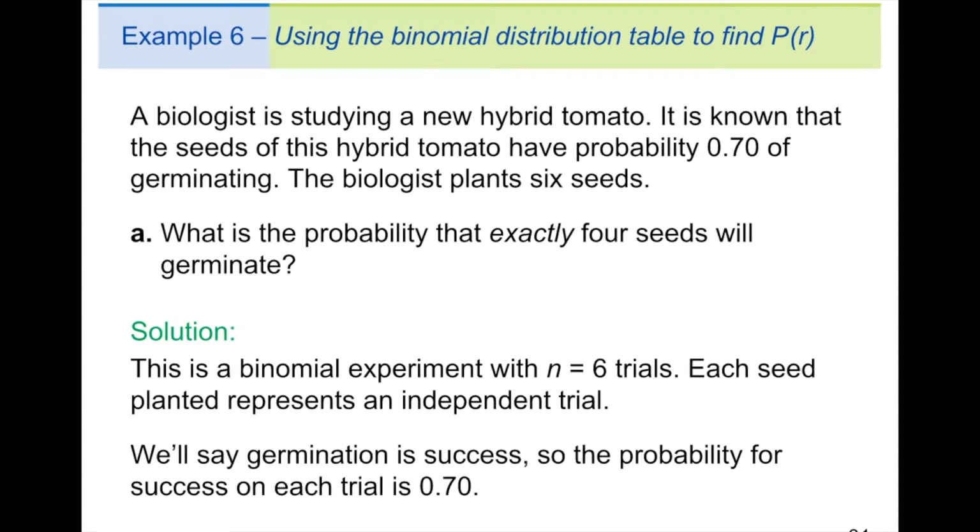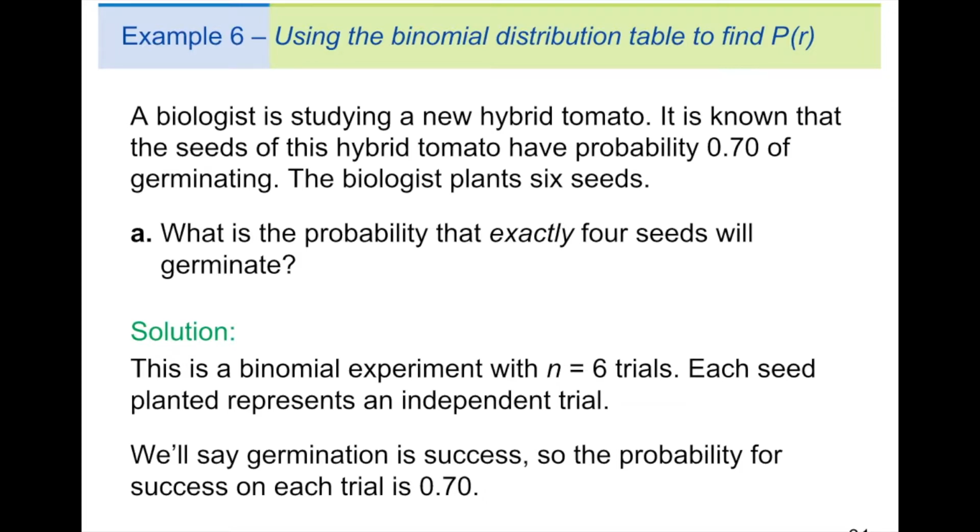A biologist is studying a new hybrid tomato. It is known that the seeds of this hybrid tomato have probability 0.7 of germinating. The biologist plants 6 seeds. What is the probability that exactly 4 seeds will germinate?